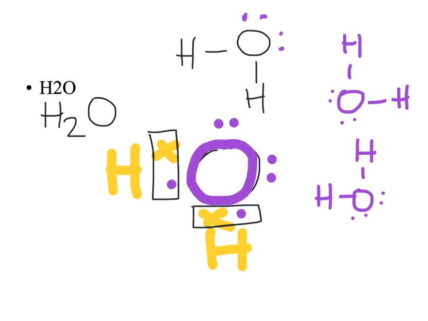So, step number 5 for drawing Lewis structures will be to fill the empty spaces with the other elements of the compound. If you see, we filled the 2 empty spaces of oxygen with 1 atom of hydrogen on each side.